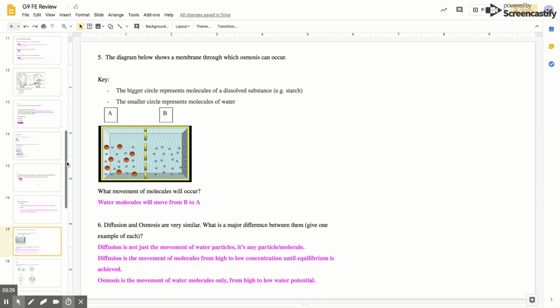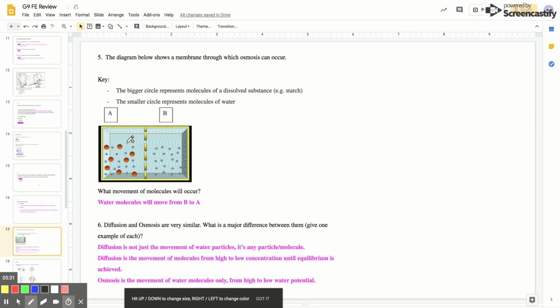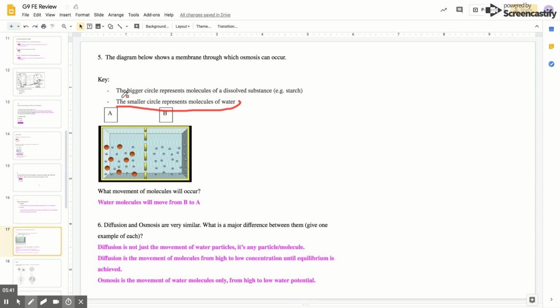We're done with osmosis. So in this question, the legend says that the smaller dots represent the molecules of water, and the bigger dots represent the dissolved substance. For example, starch. Now, what's the question saying? The diagram below shows a membrane through which osmosis can occur. This is the membrane, and we already know what these colors represent. What movement of molecules will occur?